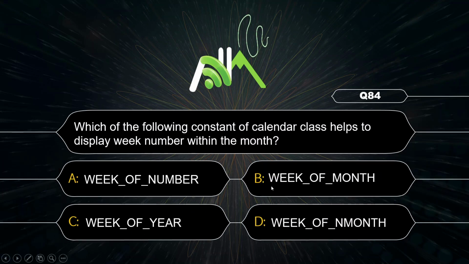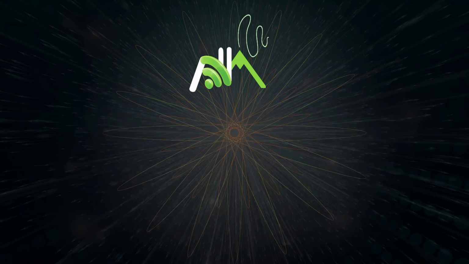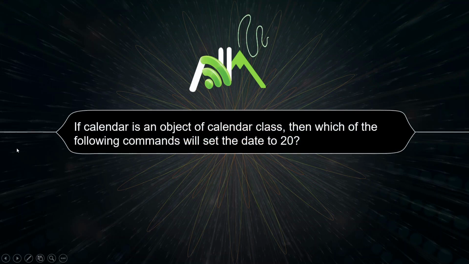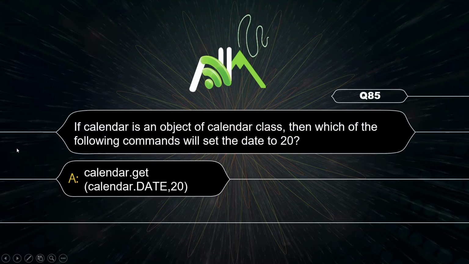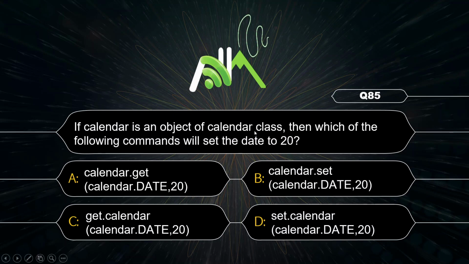Week number within the month. So option B, WEEK_OF_MONTH is correct. If calendar is an object of the Calendar class, then which of the following methods will set the date to 20? So here calendar.set with the two arguments, Calendar.DATE and 20, the date we are setting. So the correct option is B.